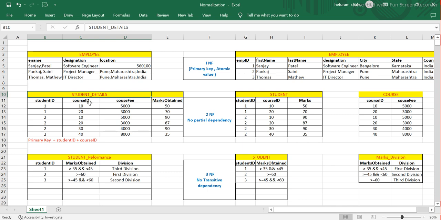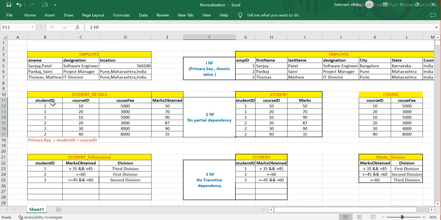So in this case, I want to check whether we have partial dependency or not, as part of 2NF. I see here student ID and course ID together making a primary key. We cannot use only student ID as the primary key because we also have the course fees, and course fees has nothing to do with the student. The course fees is completely dependent on course ID.